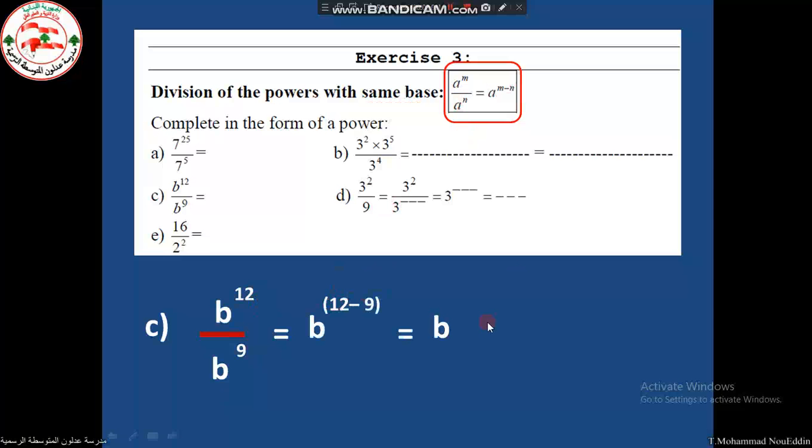Sorry, in this case 12 minus 9 is 3, so the answer is B to the power 3, or B cubed.